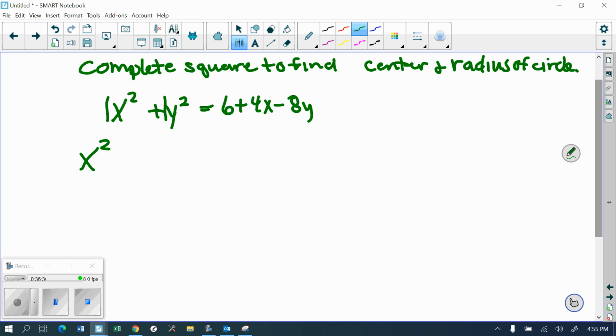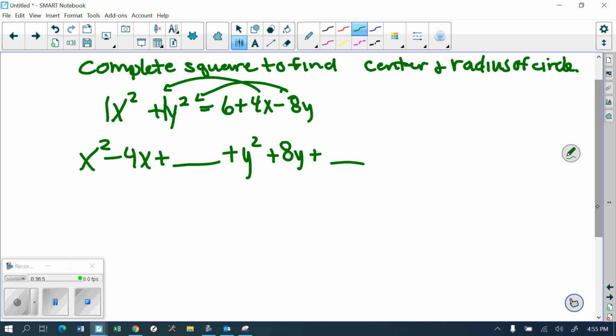So that's already there. I need to move the 4x, positive 4x across. That becomes negative 4x. Then I'm going to put a plus blank. And then I have my y squared. I need to move the y term across. That makes it plus 8y. And put a plus blank. Equals my constant's already on the right side, so it stays there, plus blank.